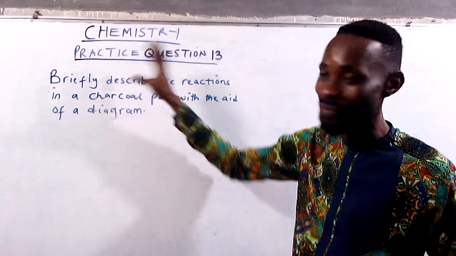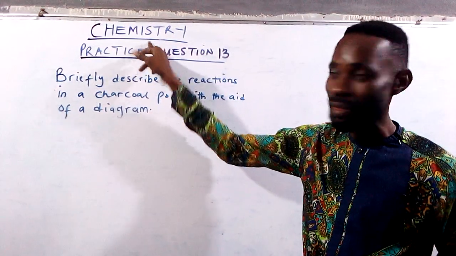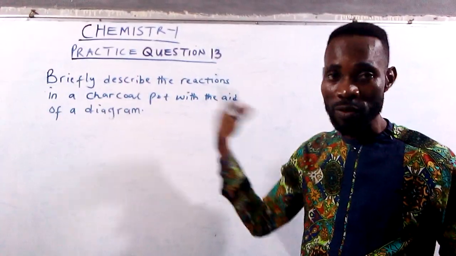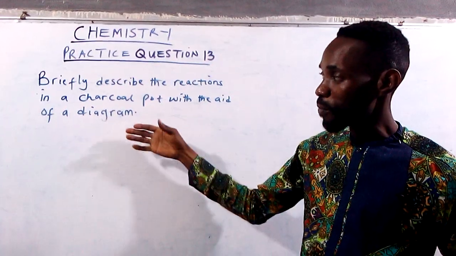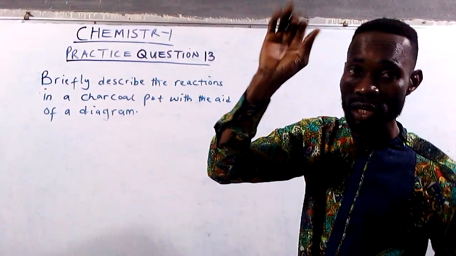Today we are going to take a look at very simple practice question number 13 in chemistry. They ask us to briefly describe the reaction in the charcoal pot with the aid of a diagram. Now, for us to describe the reaction of charcoal, we first of all need to understand what charcoal is.